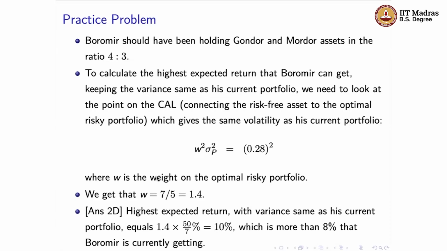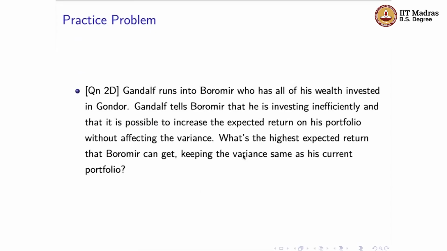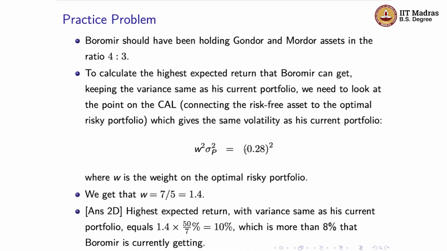Okay, so what do we need to do? Essentially, we need to figure out the point on the capital allocation line which connects the risk-free rate and the optimal risky portfolio. On that line, what is the point corresponding to the same variance that Boromir is getting now? That will give us the answer. So what is the variance that Boromir is getting now? Because Boromir is only holding the Gondor asset, the variance of his portfolio is just the same as the variance of Gondor.